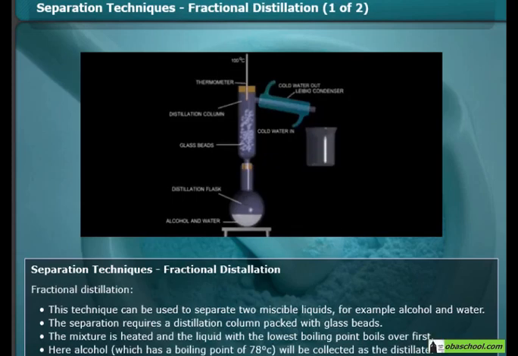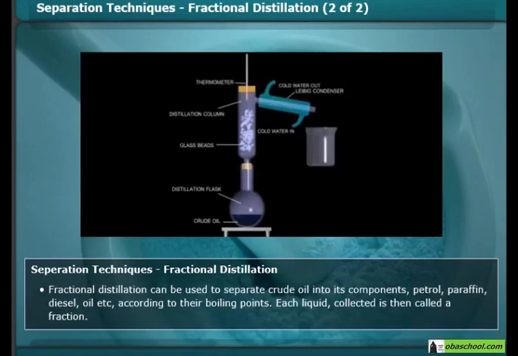Fractional distillation. This technique can be used to separate two miscible liquids, for example, alcohol and water. The separation requires a distillation column packed with glass beads. The mixture is heated and the liquid with the lowest boiling point boils over first. Here alcohol, which has a boiling point of 78 degrees C, will be collected as the distillate.